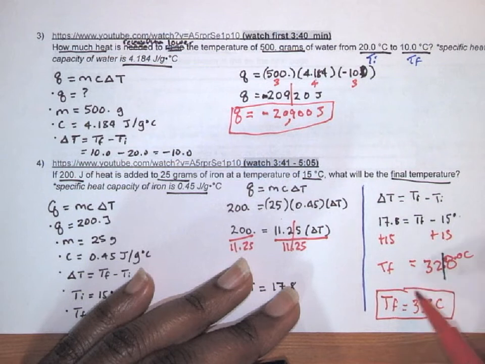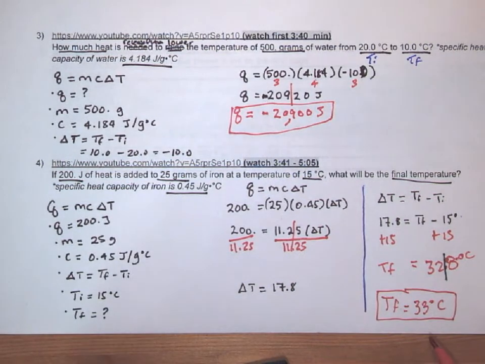So my final temperature, the final temperature of the iron, is going to be 33 degrees Celsius. So if you take a piece of iron and add 200 joules of heat to it, the final temperature, if it started at 15 degrees Celsius, would be 33 degrees Celsius. All right, so that's part 1.